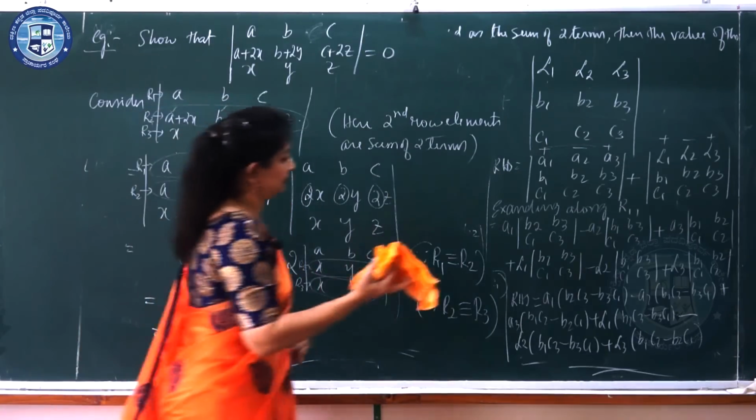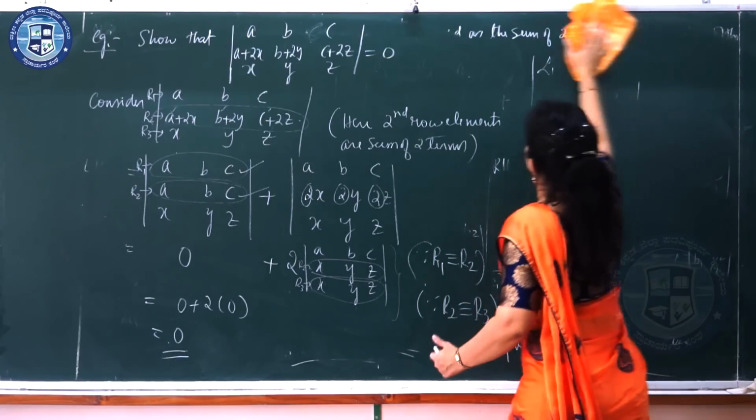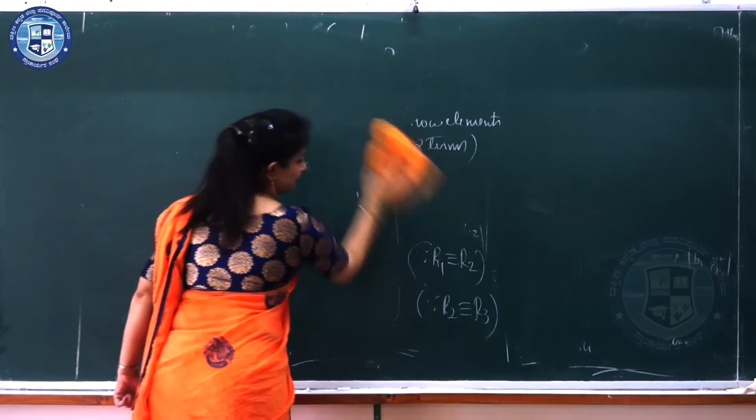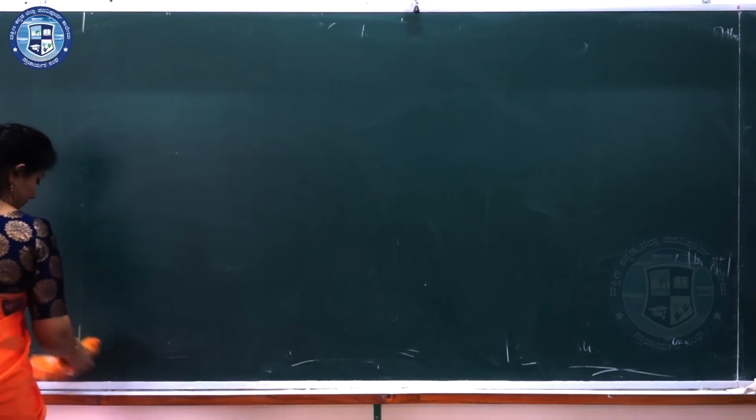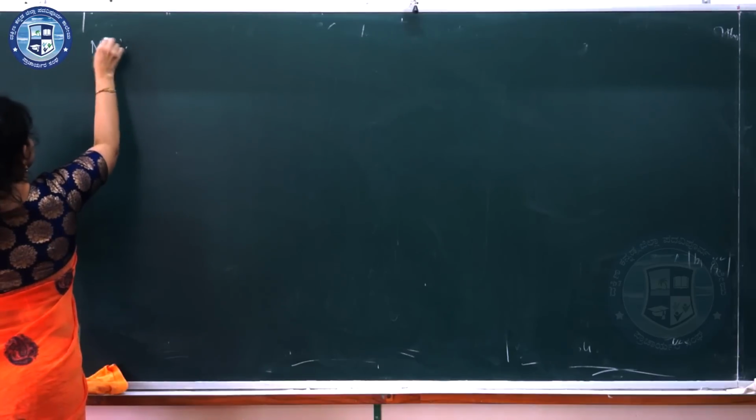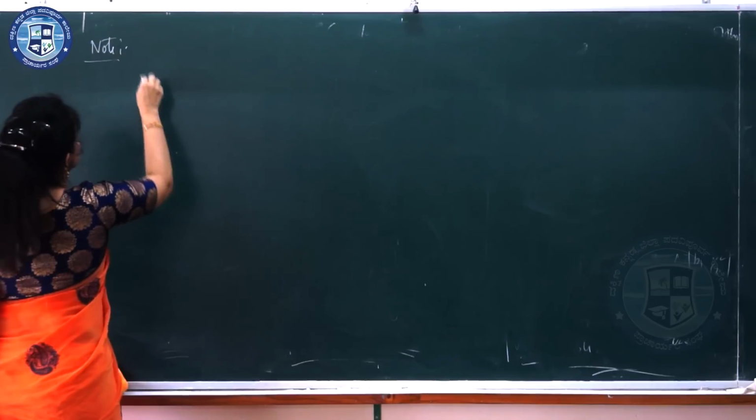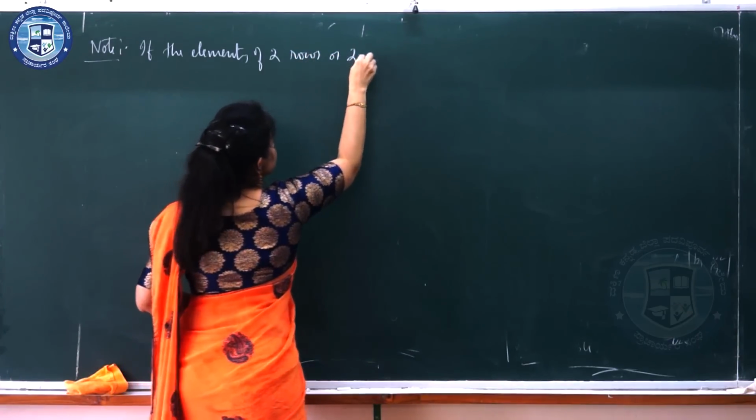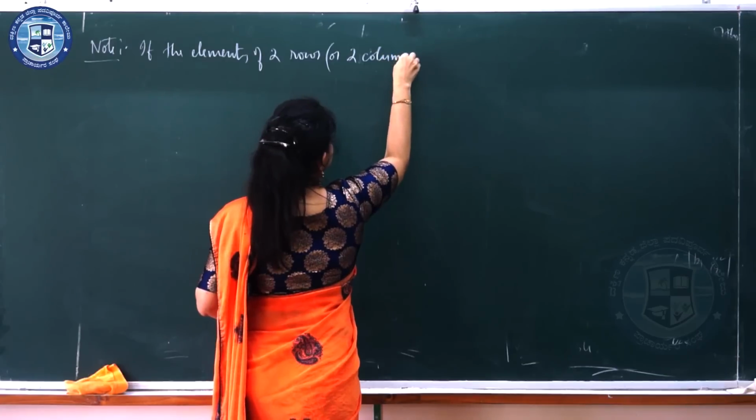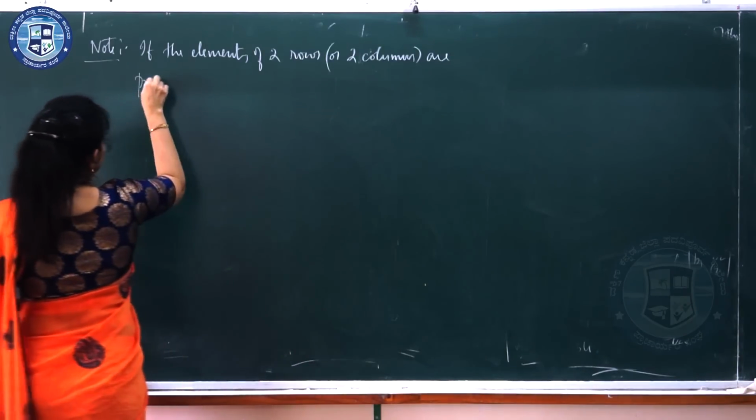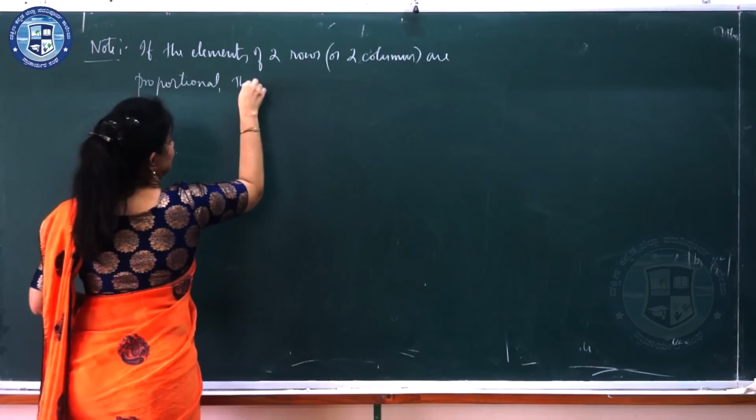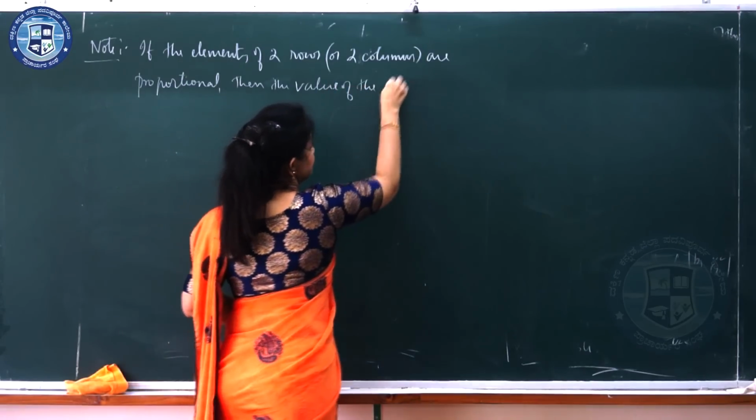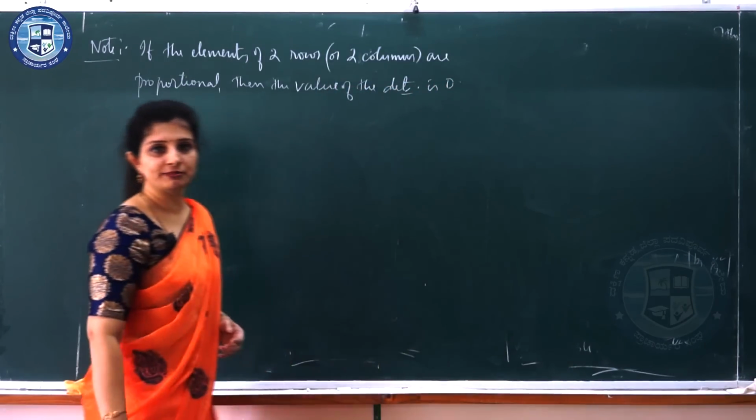Please make a note of that. Note: if the elements of two rows or two columns are proportional, then the value of the determinant is 0. Please make a note of this.